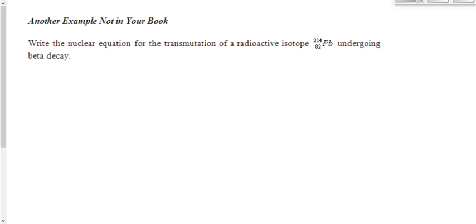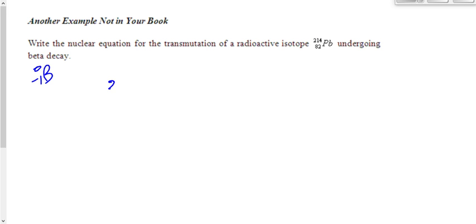All right, let's write another one here. This one says, write the nuclear equation for the transmutation of radioactive isotope lead-214 undergoing beta decay. By the way, if we don't specify, we mean beta minus. If we mean beta plus, we'll tell you beta positive decay, or positron emission, maybe we'll say.